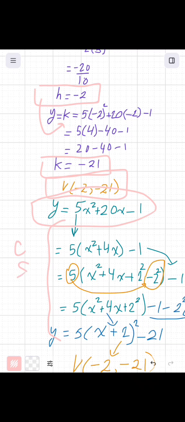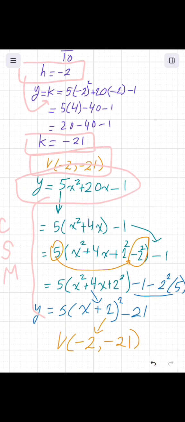This is what I did, completing square method. Sorry, it was completing square method, CSM.